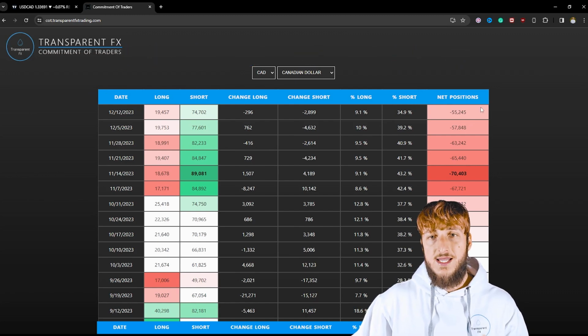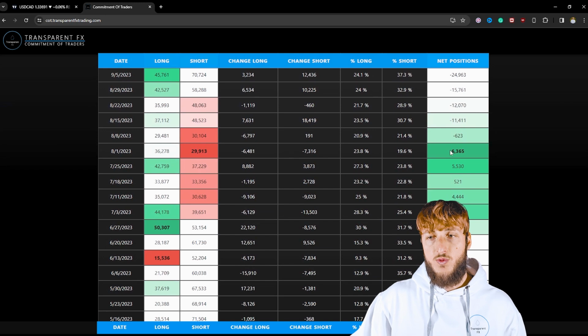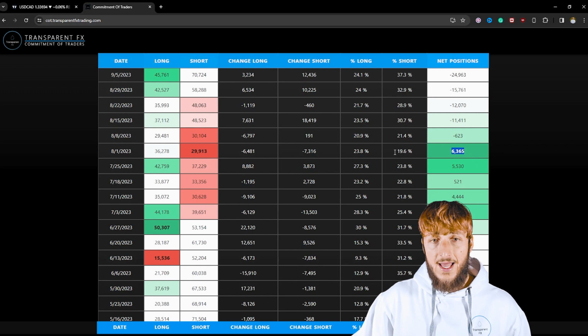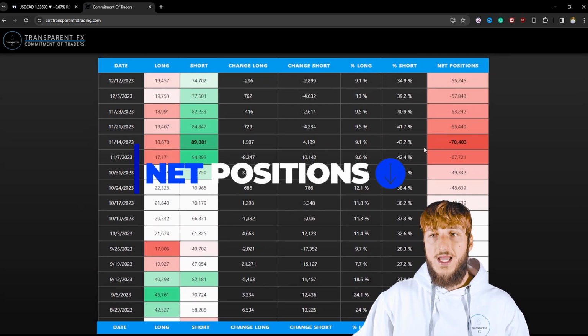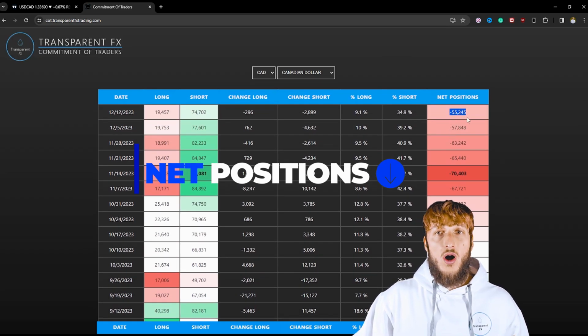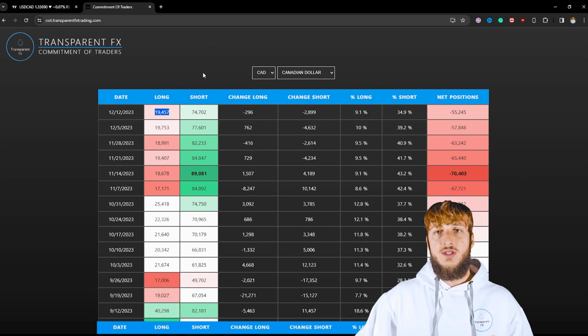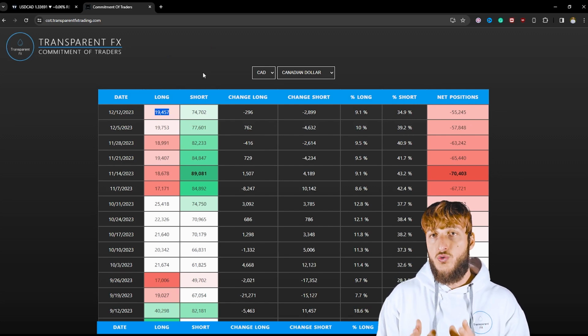Now, what we can see here is that in the long run, we went from a situation where we had a positive net positioning of plus 6.3K net positions. So we had way more longs than shorts from an institutional perspective on the CAD, with 36.2K longs and 29.9K shorts, all the way down to now having a negative net positioning of minus 55.2K net positions with more shorts than longs. We have currently, in fact, 74,700 shorts compared to only 19.4K longs. So this clearly shows how institutions have been shorting the CAD.